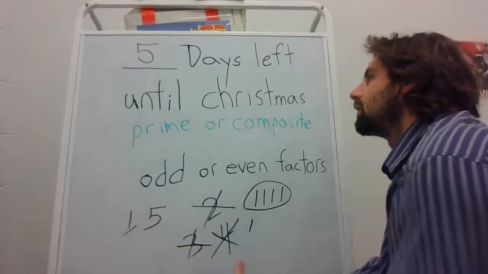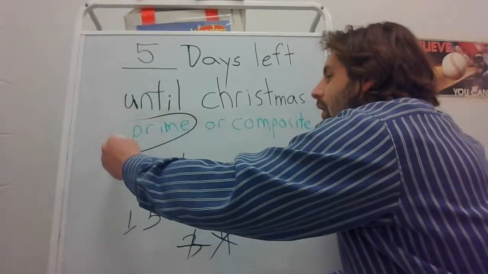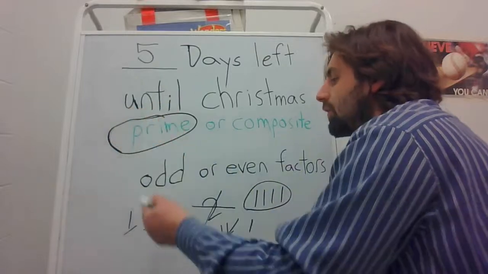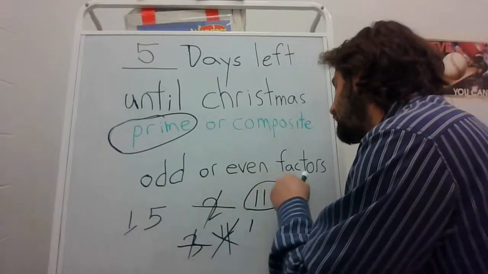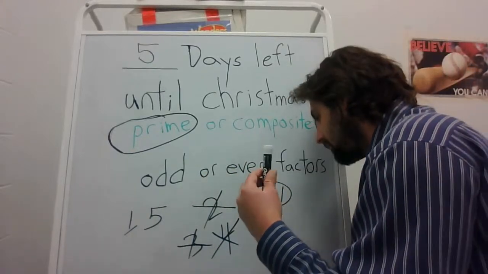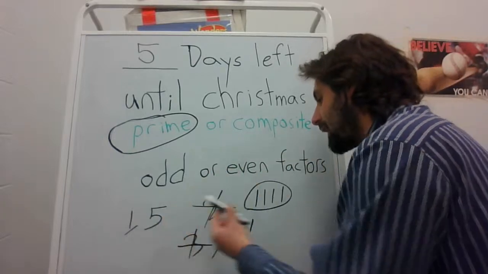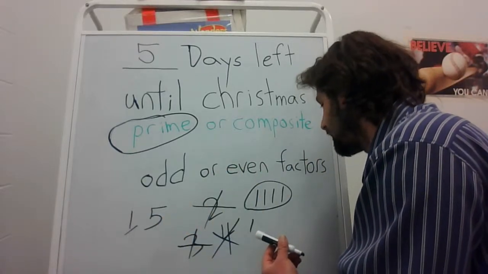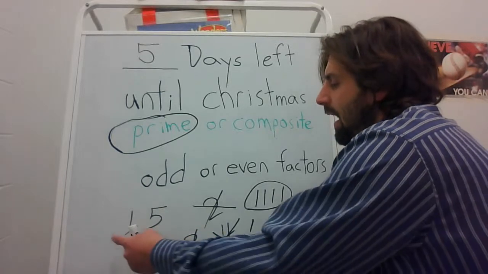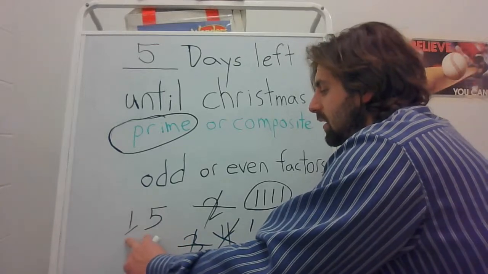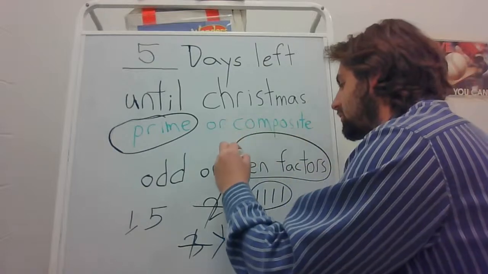So therefore, the number 5 would be a prime number, because the only factors of 5 are 1 and 5. So 5 would be prime. Now, is there an odd or even number of factors? All prime numbers have two factors: the number 1 and the number itself. There are two factors in the number 5. 1 and 5 are the two factors within the number 5. So 5 would have an even number of factors.